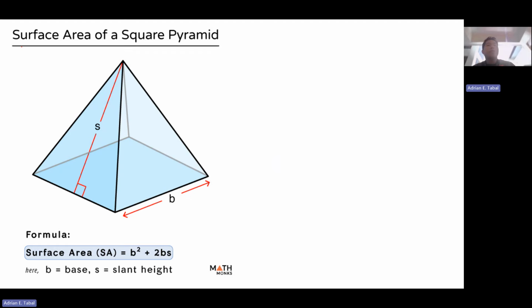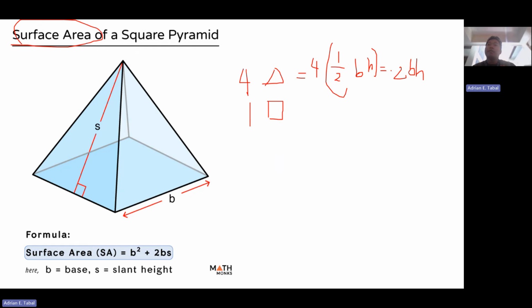So when we talk about surface area, it is the area of all sides that we have. For a square pyramid, there are 4 triangles and also 1 square. So we are going to get all of that. After we get the area of the triangle, there are 4 triangles. We all know that a triangle is 1/2 base times height. And since there are 4 triangles, that is equivalent to 2 base times height.